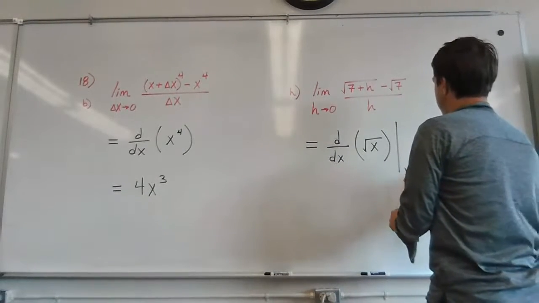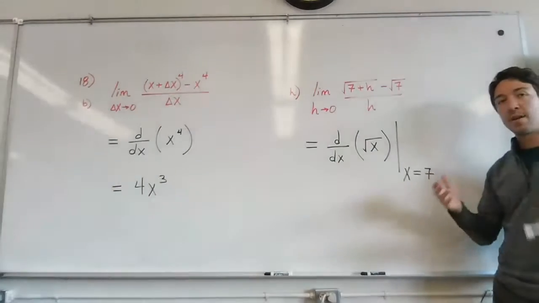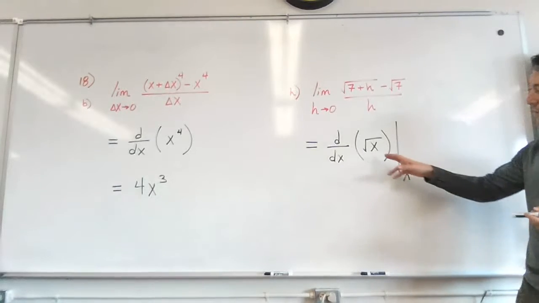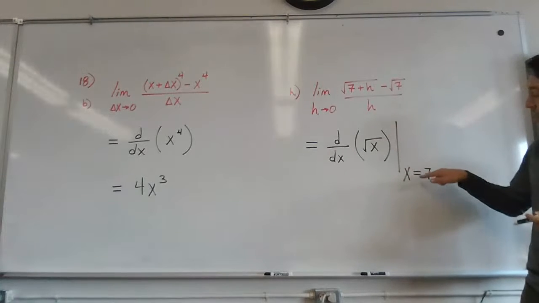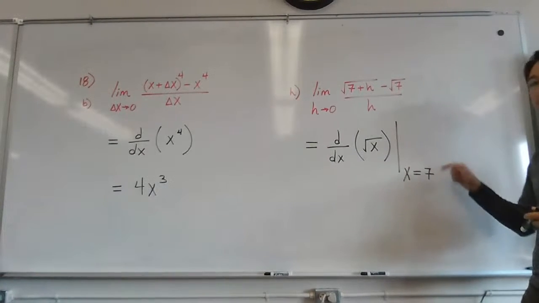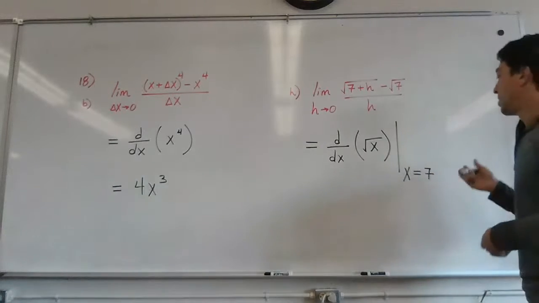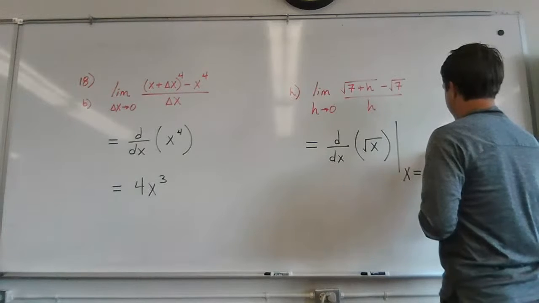evaluated when x is 7. So this big bar here means evaluated at, or evaluated when. It's a very nice notation because if you guys get into multivariable calculus where you have x's and y's and z's and stuff, you could have a derivative that has multiple variables, and then down here you could say evaluate when x is this, y is this, z is this, etc. So it's a very nice, concise way of saying something.